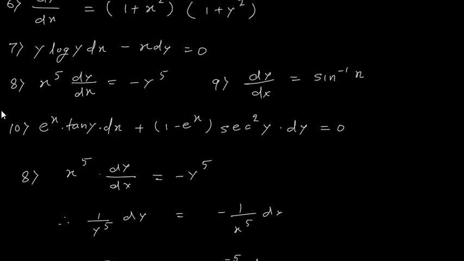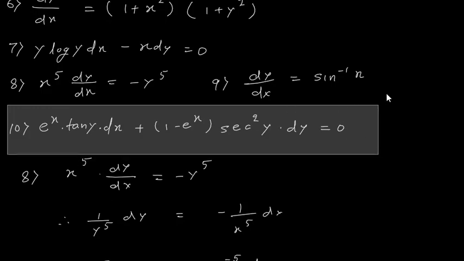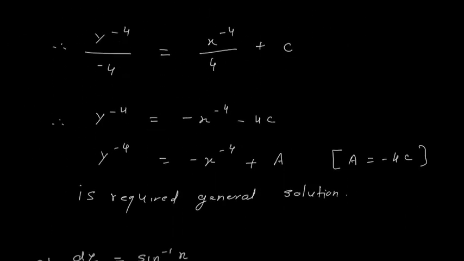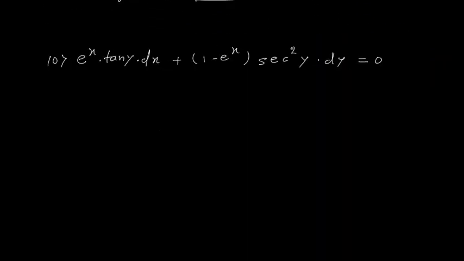Let us see this 10th question also. The 10th question is e power x tan y dx plus 1 minus e power x sec square y dy is 0. So again I will separate dy and dx. So here I have 1 minus e power x into sec square y into dy is equal to minus e power x into tan y into dx.